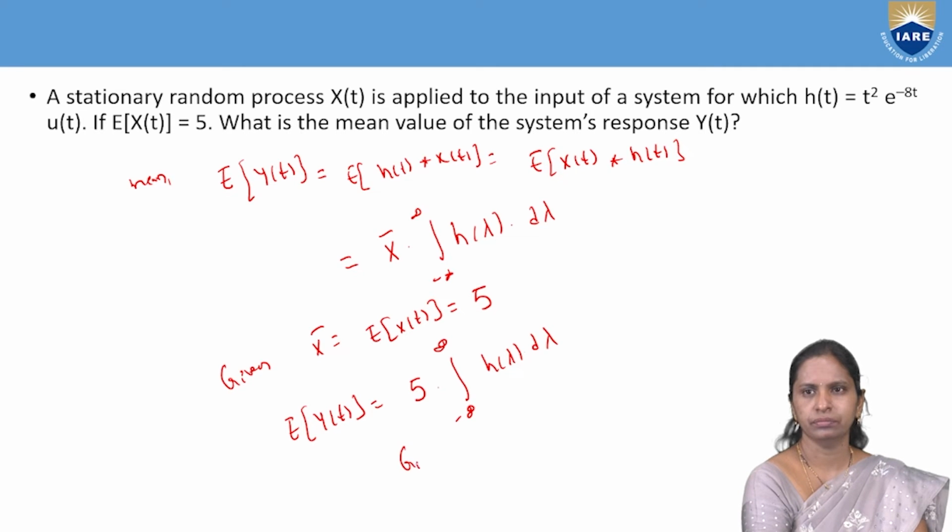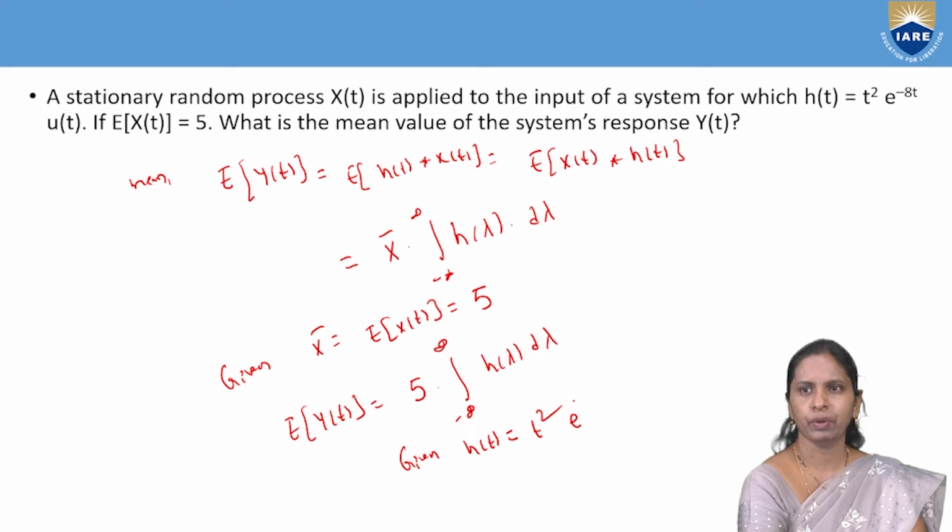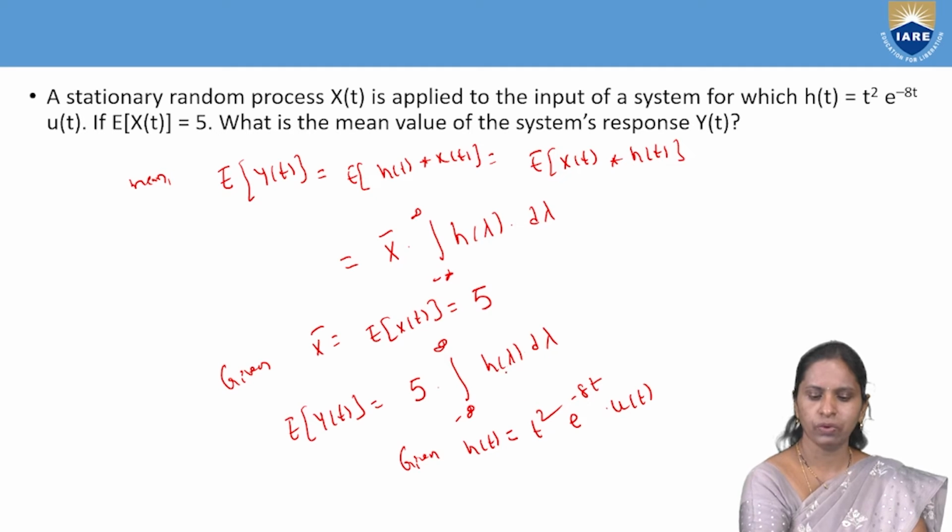Now, given h of t, the impulse response of the system, it is given as t square e power minus 8t u of t. Now what do you have to write down here? h of lambda. How do you obtain h of lambda? You just replace the variable t by lambda here. Then you can write it as lambda square into e power minus 8 lambda into u of lambda.